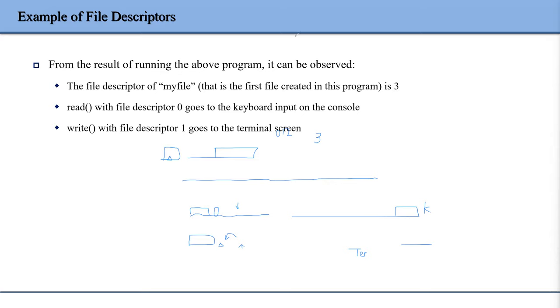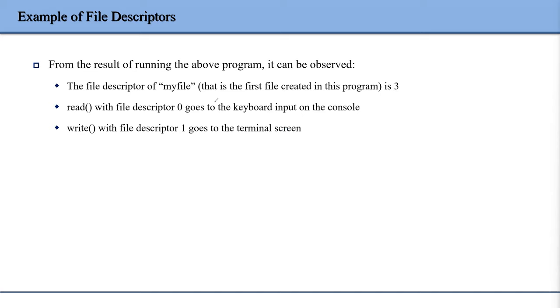So there is a simple summary about our result. I have discussed how to describe such a result with the example. So first, the file descriptor of my file is perhaps three. And for the read with descriptor zero, we go to the keyboard input on the console. And also for the write with file descriptor one, it will go to the terminal screen. So this is a general result about our previous example.